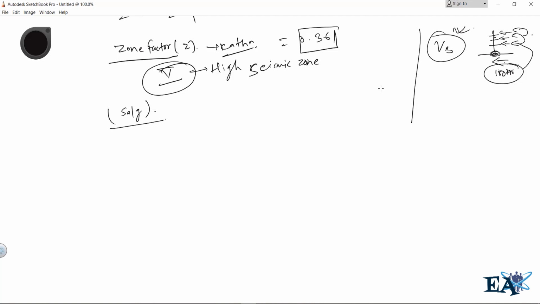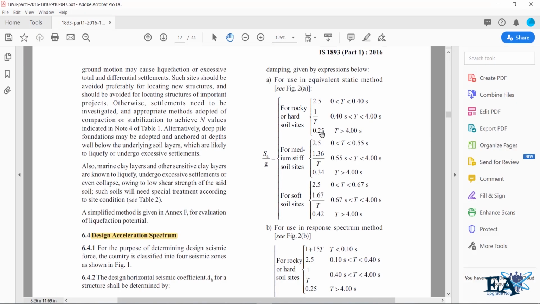Due to this reason, this method is known as the equivalent static method, because the loads are static. But in the dynamic method, we apply the load as a function of time. Earthquake load is also a function of time, so here also we apply the load as a function of time, due to which more accurate results are obtained. Right now we are doing the equivalent static method, and later we'll see the response spectrum method as well.